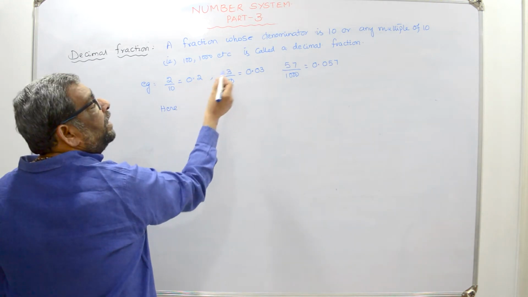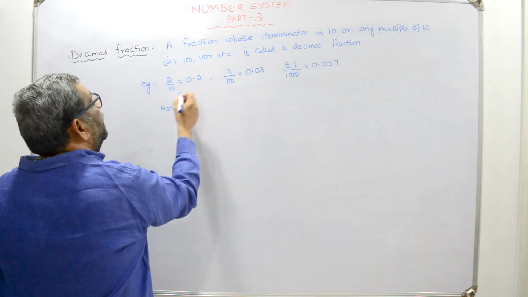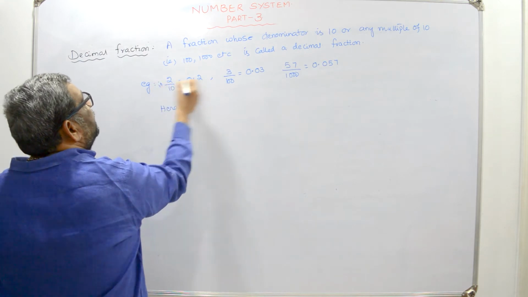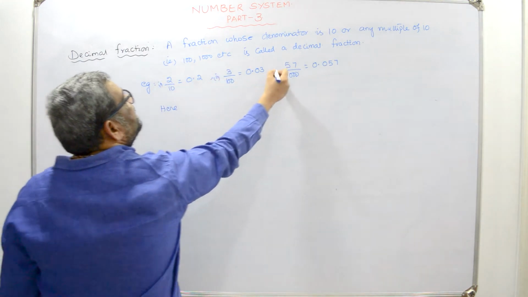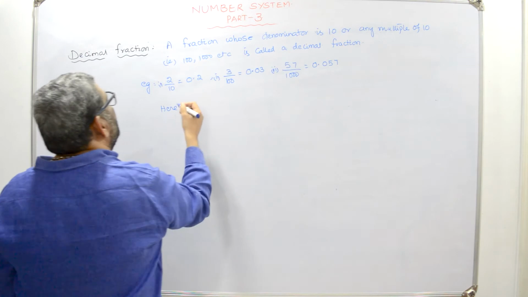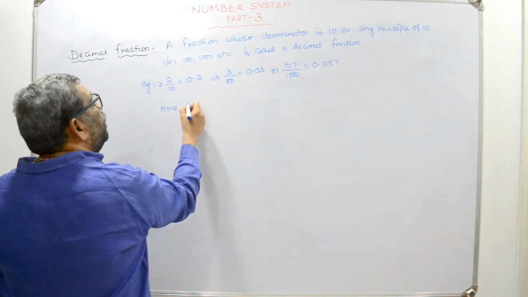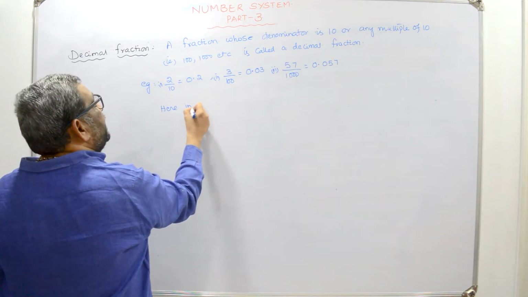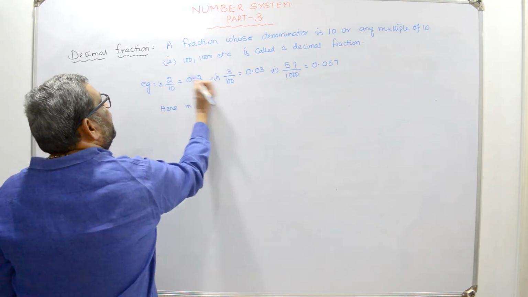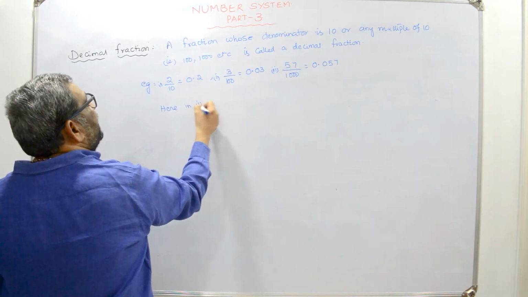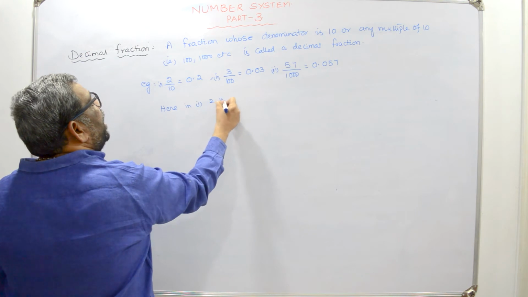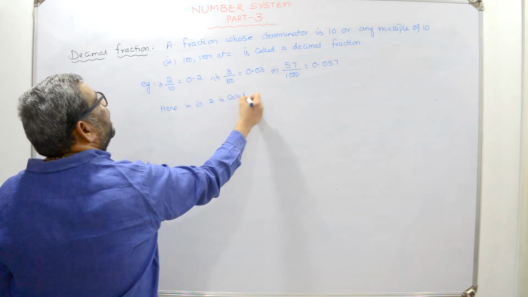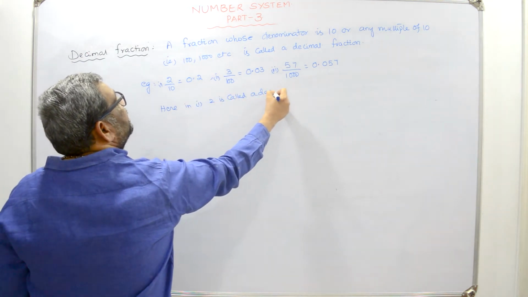Here, this is 1, this is 2, and this is 3. Here, 0 in the third example. In 1, first we'll take 1. In 1, 2 is called a decimal digit.